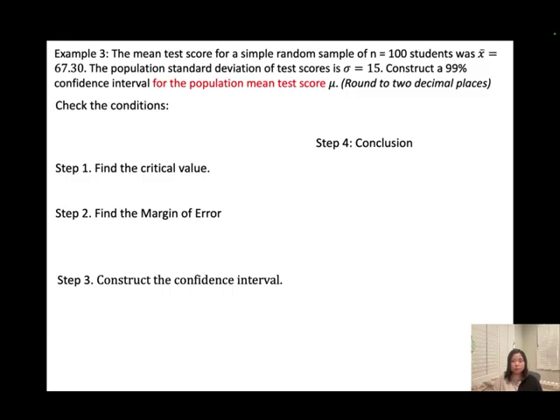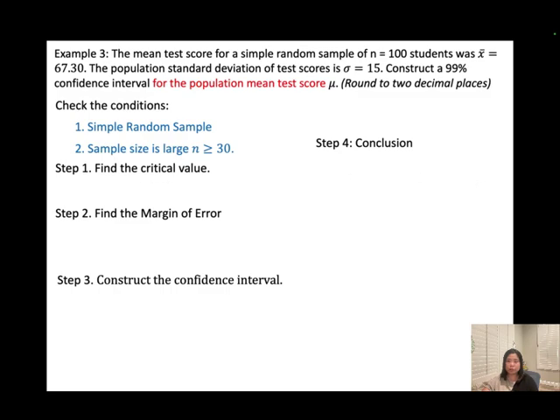Okay, let's try to do an example together. The mean test score for a simple random sample of n equal to 100 students was sample mean equal to 67.3. The population standard deviation of test score is equal to 15. Construct a 99% confidence interval for the population mean test score. We do have a population standard deviation, so good. First, it's a simple random sample, and the sample size is greater than 30, which is 100. So we verify the conditions.